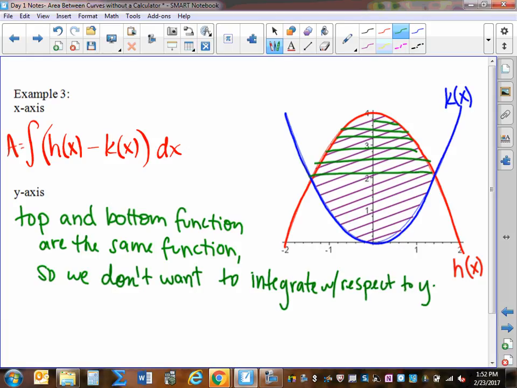Again, if you really wanted to, you could, but you'd have to use that y-axis, x equals 0, as your bottom function, and then you would have to double that area since it's symmetric there. But this would be an instance in which it would be much better to just go ahead and use with respect to x.